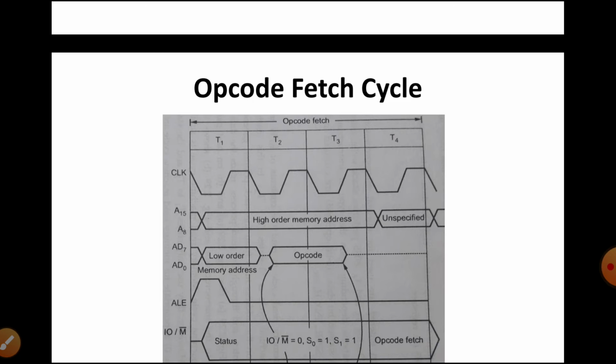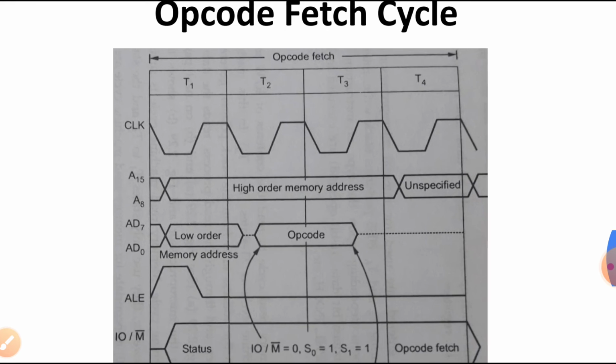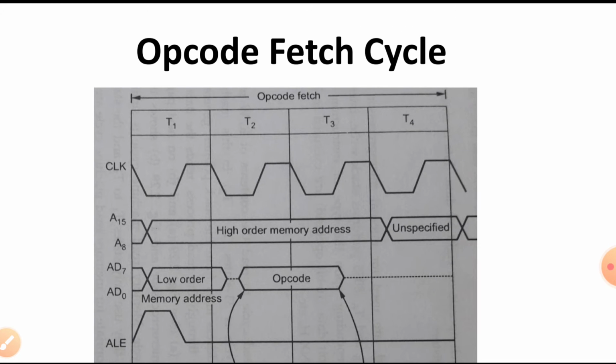Now, as I mentioned, there are many kinds of machine cycles, so we have to know the timing diagram of the individual machine cycle. So first of all, we are going to discuss the opcode fetch cycle. In this machine cycle, we are fetching the opcode, that is why it is called the opcode fetch cycle. The first machine cycle of every instruction is the opcode fetch cycle, in which the 8085 finds the nature of the instruction to be executed, what type of instruction it is.